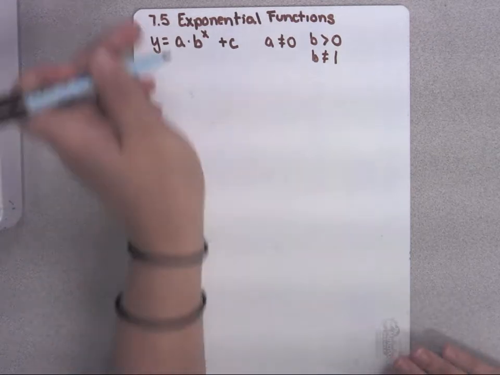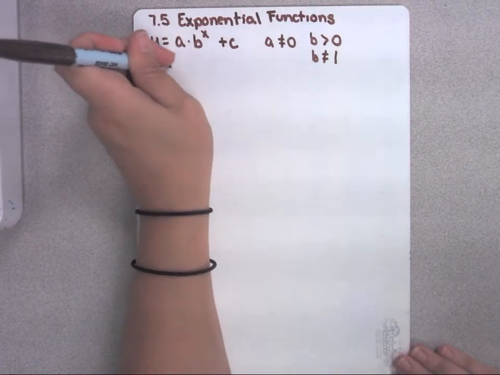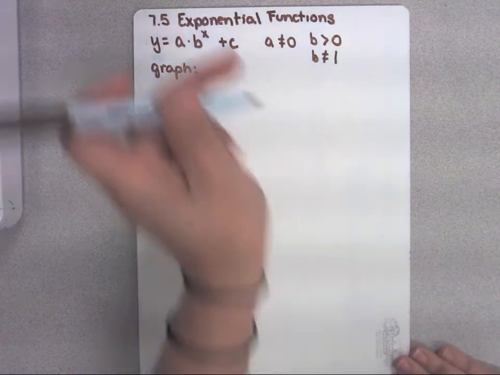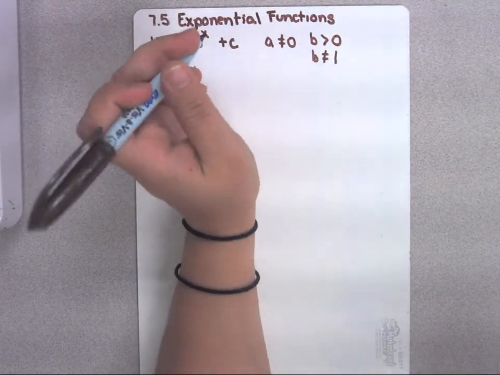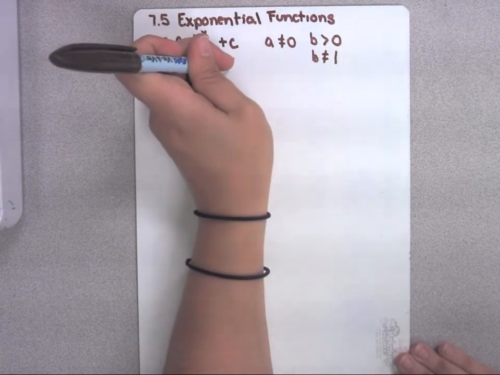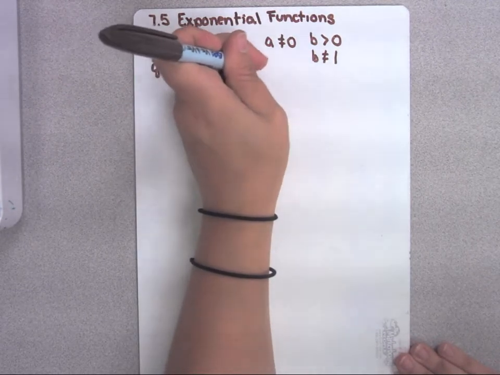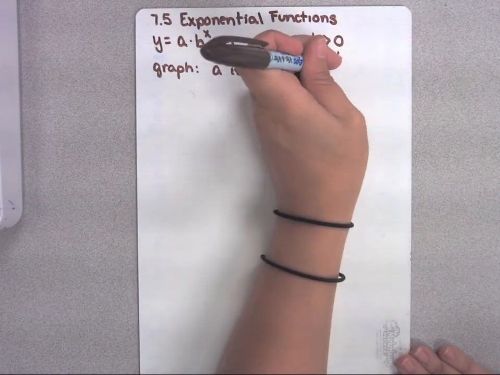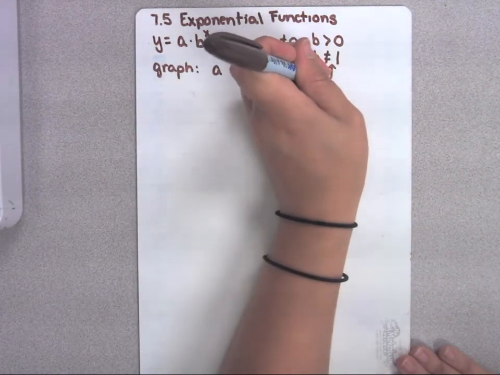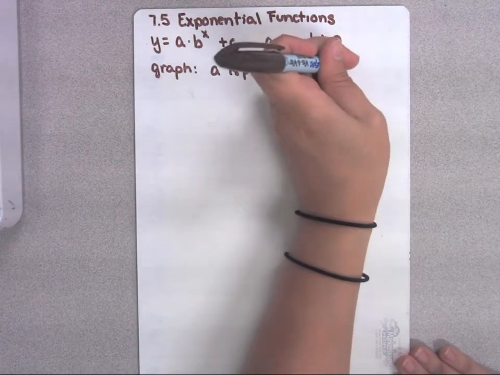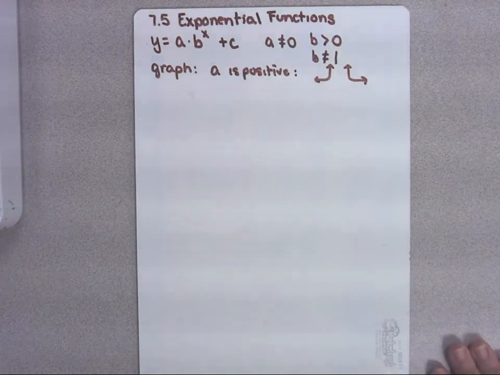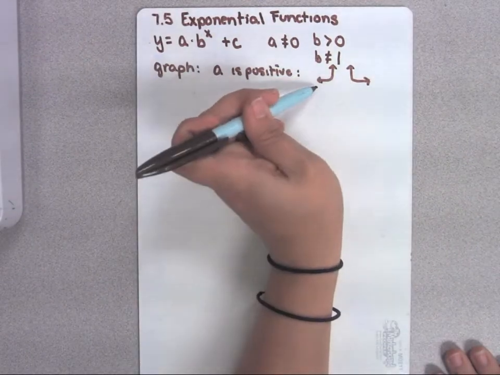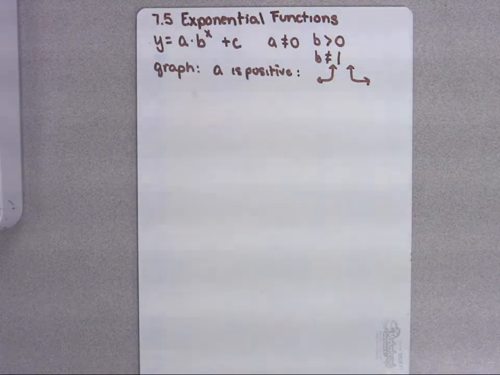Okay? The graph. Now, when A is positive, it looks like this. It curves. It's kind of like an L from forwards or backwards. It just has curve in it. So it's not a straight line. It kind of looks like an L. Like this one looks like an L with arrows on it. You just flip it both ways. So it's pointing up.